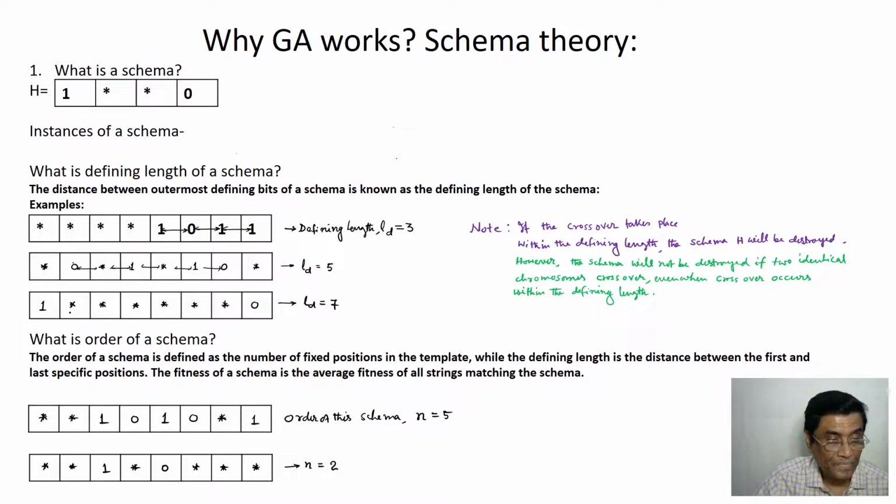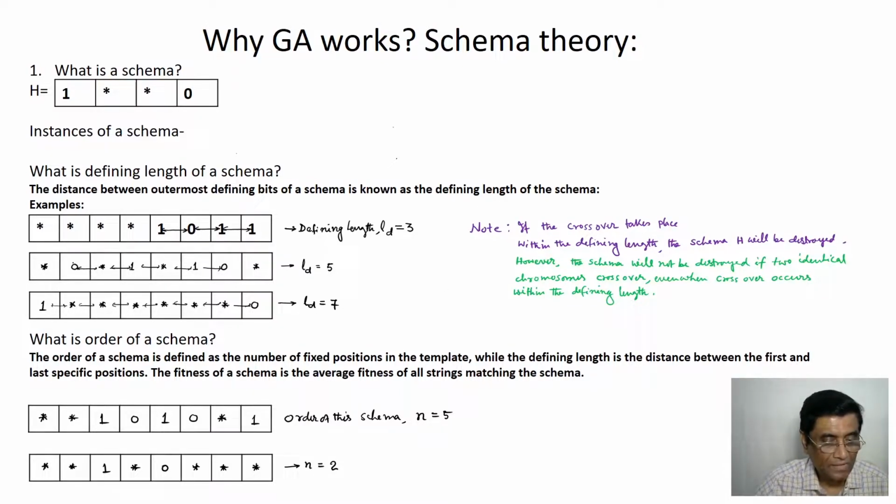Similarly, in this schema, my defining bits are this and this, and the defining length will be 1, 2, 3, 4, 5, 6, 7. This is important to know, because crossover will take place, and whether a particular schema will survive or not will depend on the defining length. So you see the note.